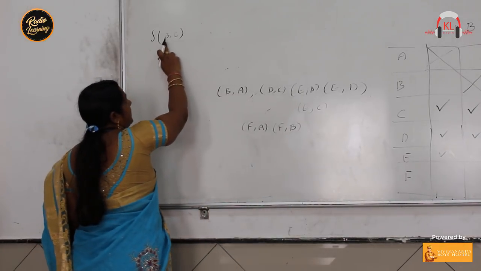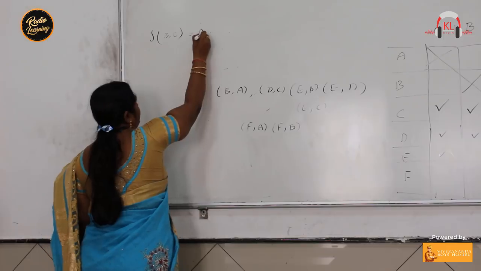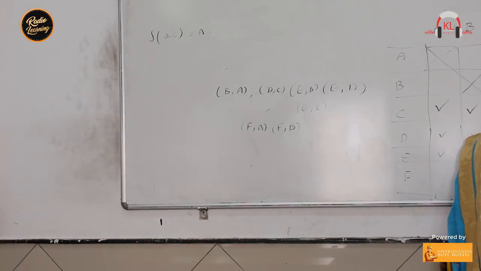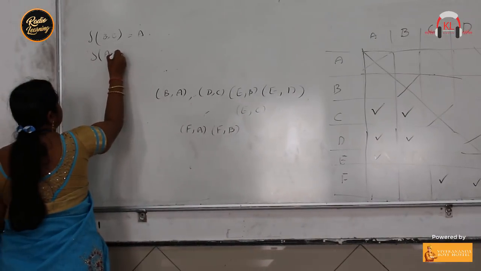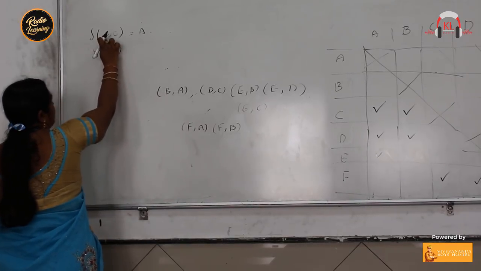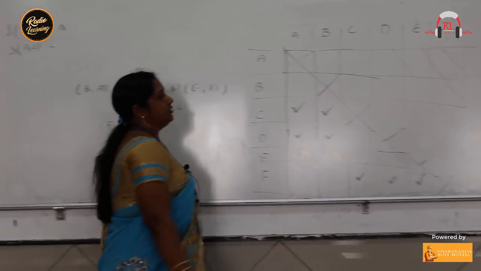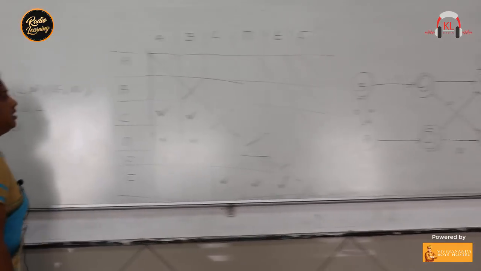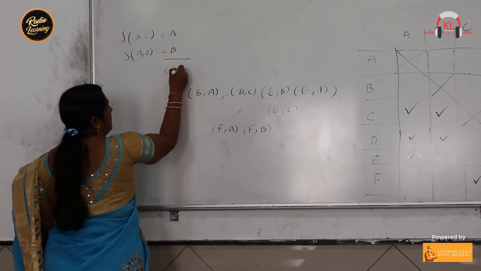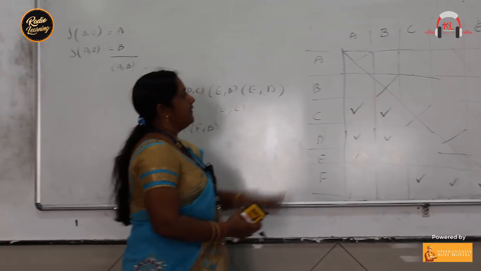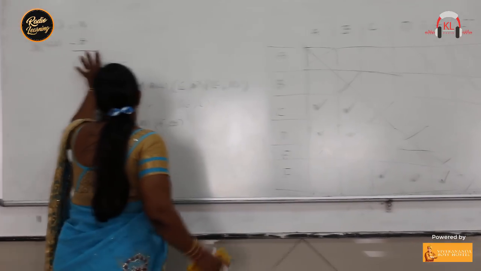So first I am applying delta B, 0. Where is it going after reading 0 from B? It is going to A. You can see this in the diagram: B, after reading 0, goes to A. Then A comma 0, because the pair for me is B comma A, that's why I'm writing B A. The input I'm initially taking is 0. Now see, A after reading 0, where is it going? It is going to B. So I'm writing here B. Now I got the pair A B again. Whenever you get a pair A comma B again, you check whether that is marked or not in the given table. No, here there is no marking. So leave it as it is.